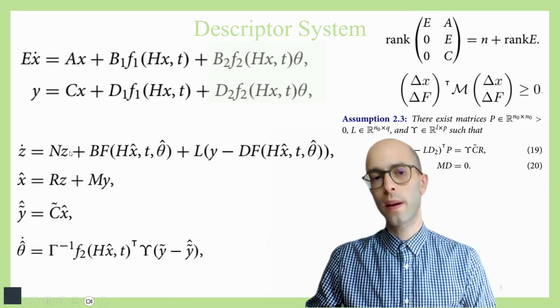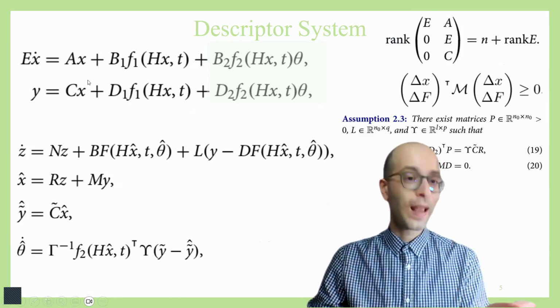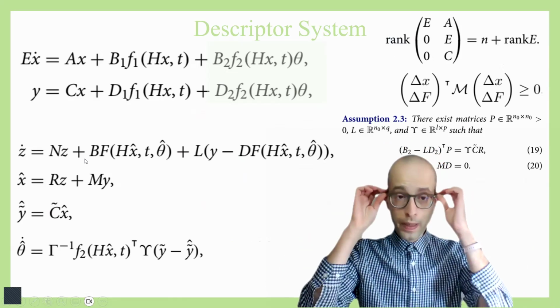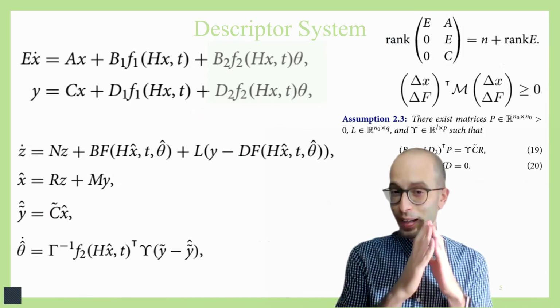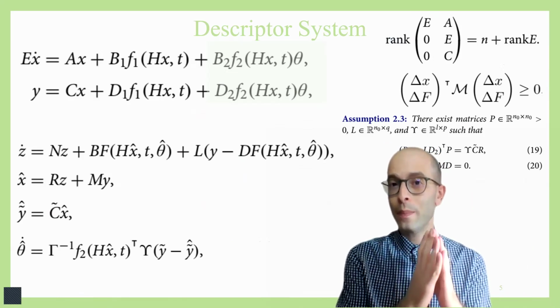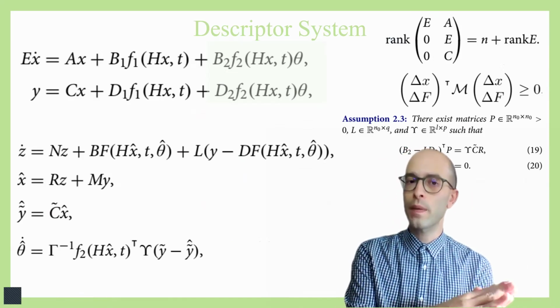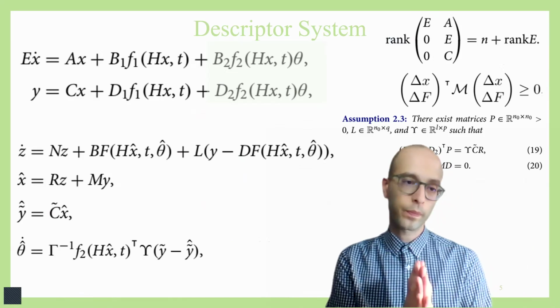One important thing here: the system is a descriptor system, but the observer itself is not a descriptor system. The observer is a regular system, a classic state space. This is very, very nice because it makes observer design much easier. So this is a very good result, that we have a regular observer for a descriptor system. And this is not always possible, of course.